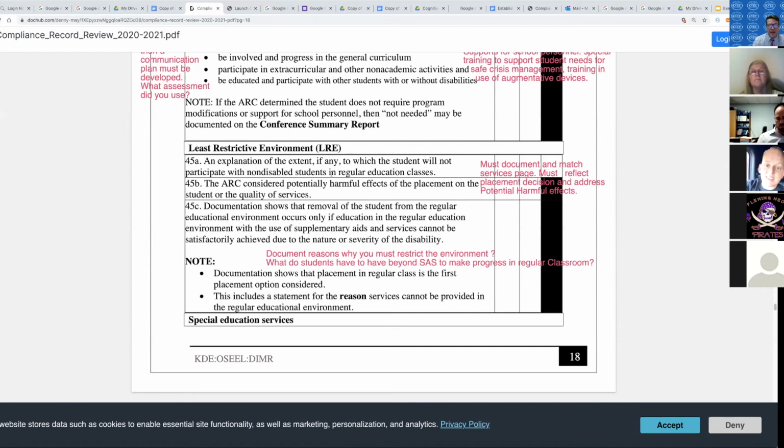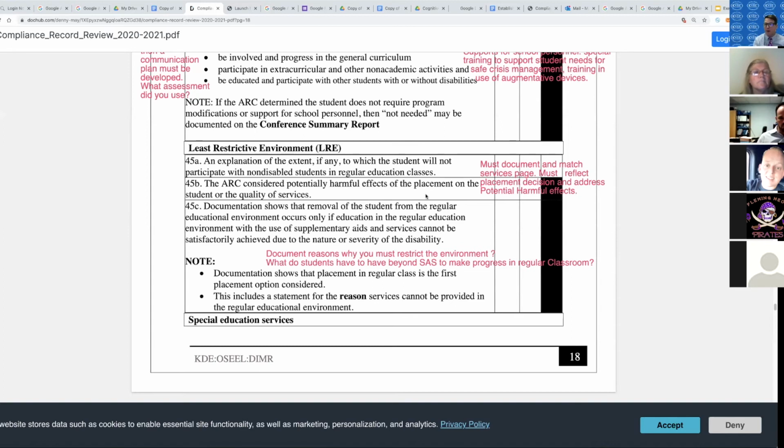So we're looking at that, and then we're looking at whether the ARC considered potentially harmful effects on the placement. That's part of the conference summary. So we've jumped back from the IEP. As we're reviewing the record, we're looking at the least restrictive environment statement. We're looking at whether the services page matches the statement in the LRE. And then we're looking to see if the placement decision matches, and whether the potential for harmful effects has been addressed.